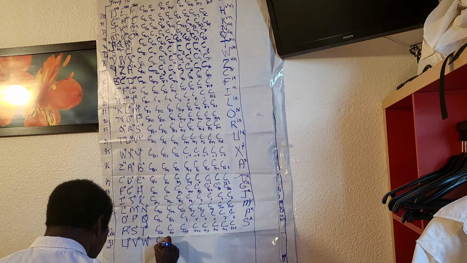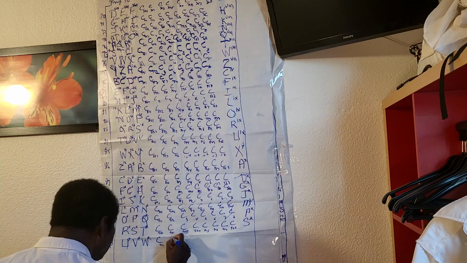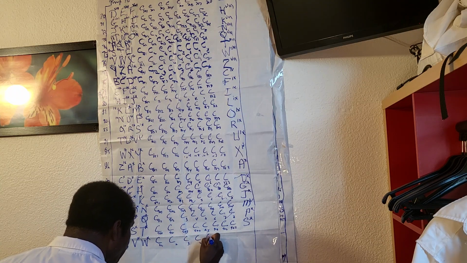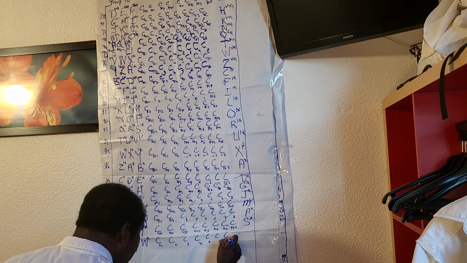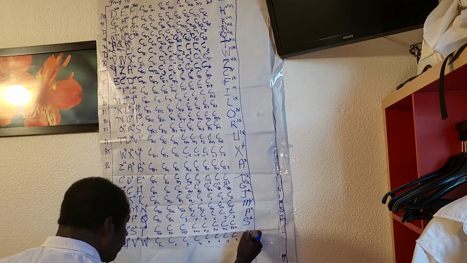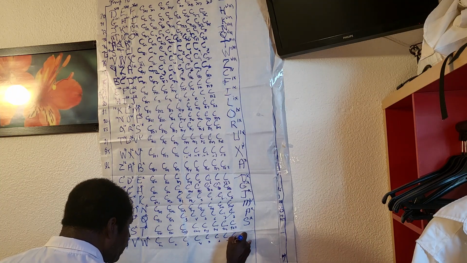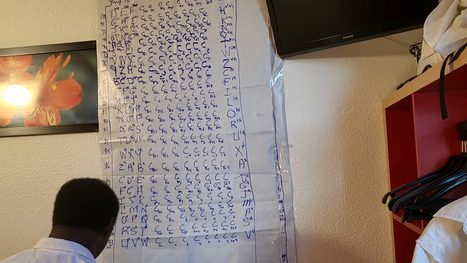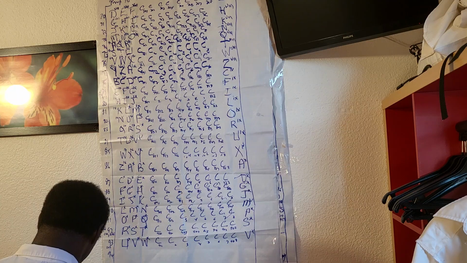C 93.1, C2, C3, C4, C5, C6, C7, C8. And here we have now 94, plutonium.